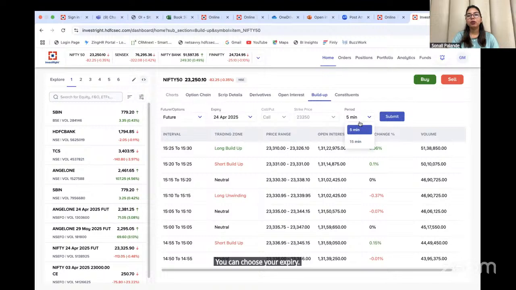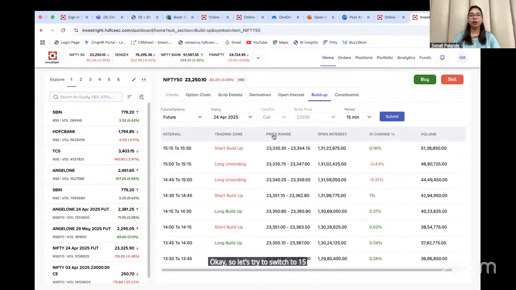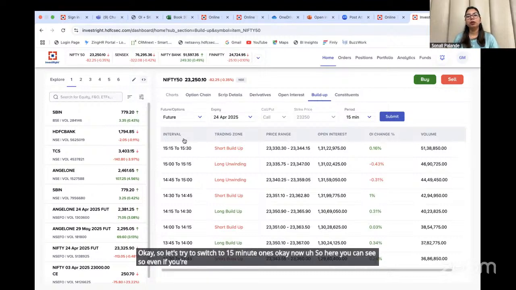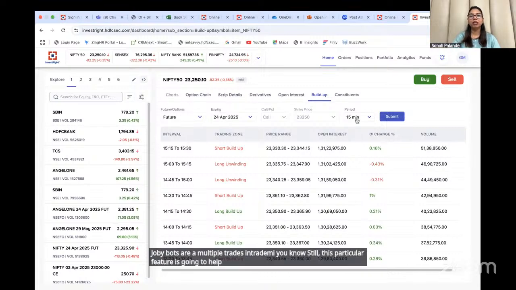Then we can also see it in the time frame of 5 minute and 15 minute. Okay, so let's try to switch to 15 minute once. Okay, now so here you can see, even if you're an intraday trader who trades with very small price actions, and you capture even very small price action, even if you are a scalper who takes multiple trades in intraday, still this particular feature is going to help you all because of these two time frames.